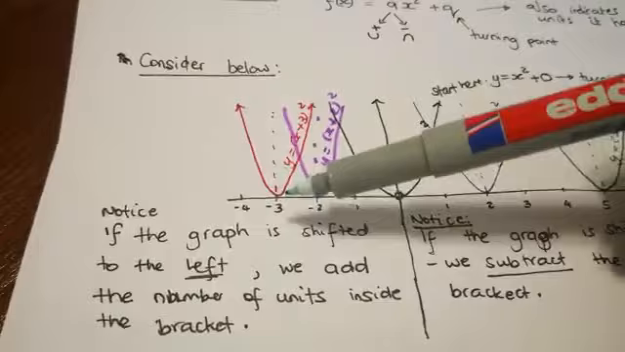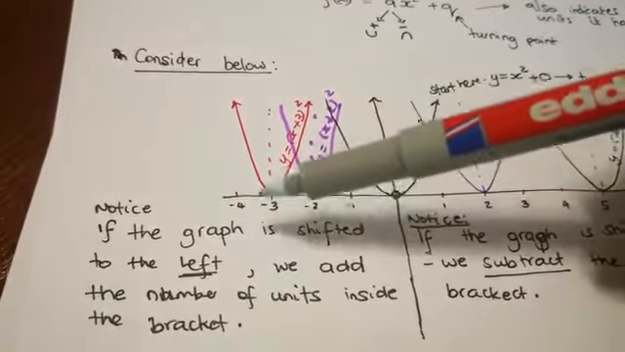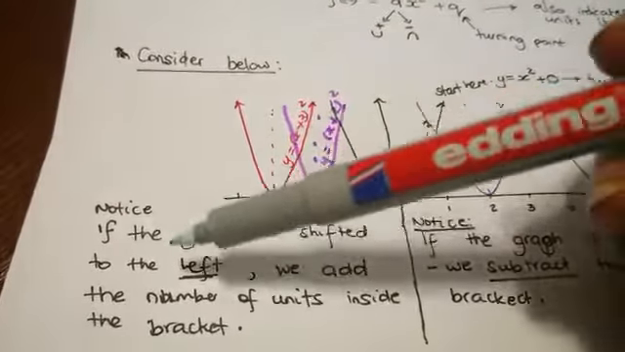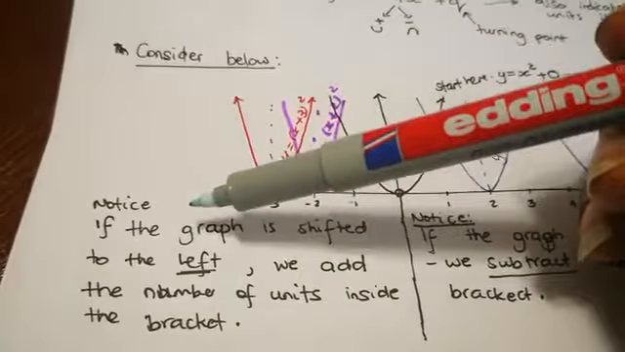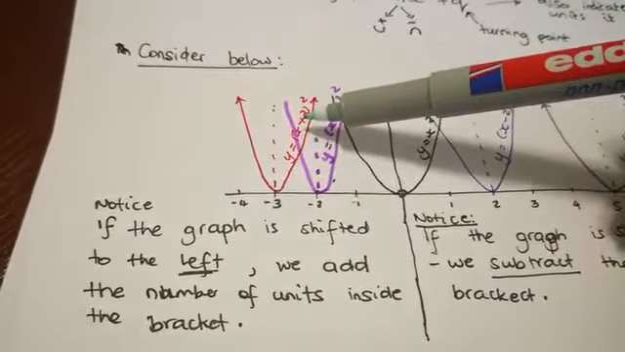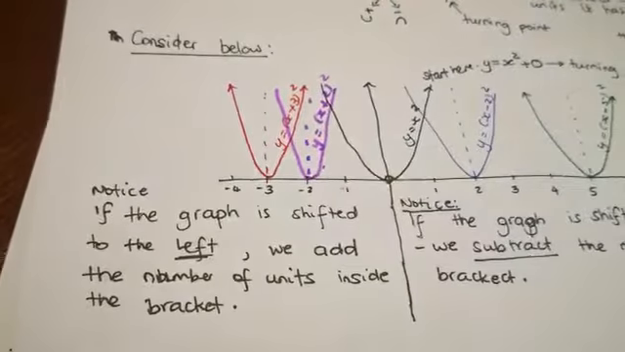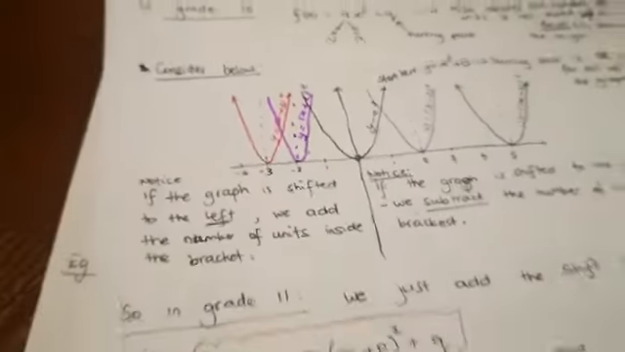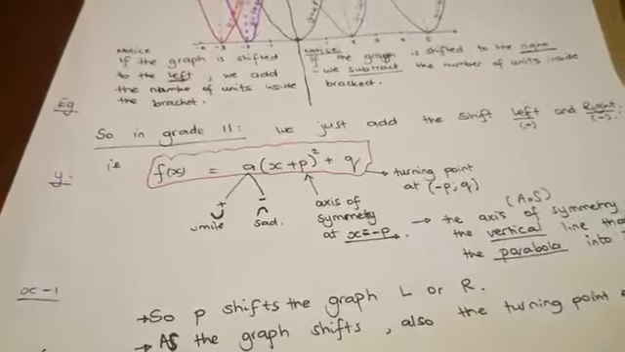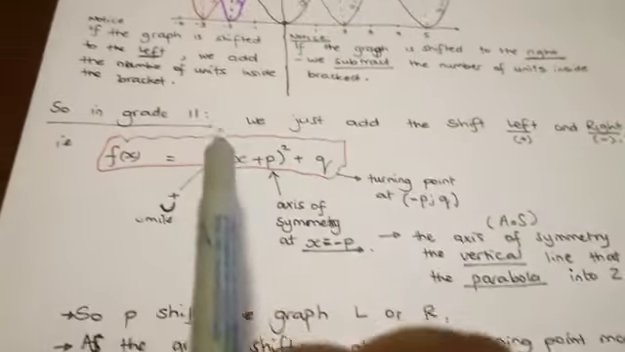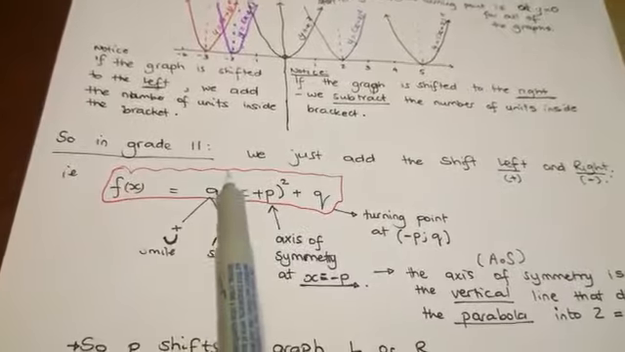Also on this side, if I shift it 3 units to the left, then it's going to be plus. Remember, the values on the left are negative, so it's going to be the opposite sign inside the bracket. So please don't forget that. That is the only concept that we are adding in grade 11. The equation is now going to look like this.